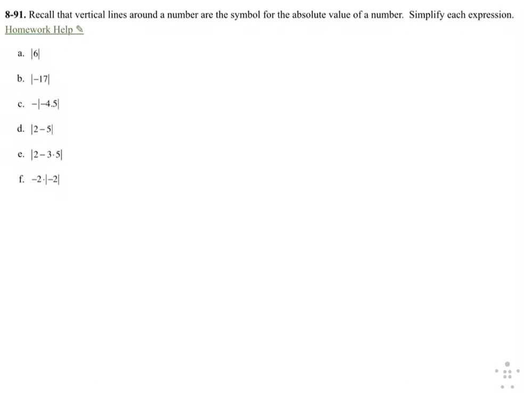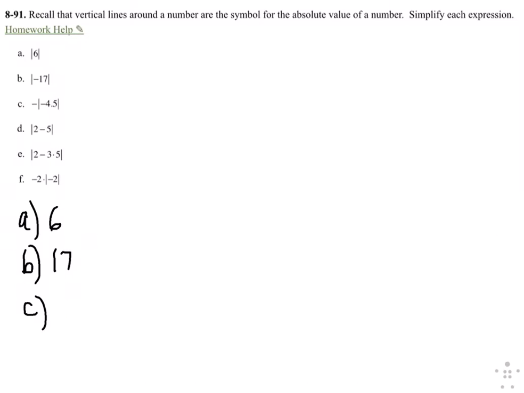Okay, for 91, A, the absolute value of 6 is 6. B, there's not a lot of work for these. The absolute value of negative 17 is 17, because it's the distance on a number line from negative 17 to 0, which is 17 units away.